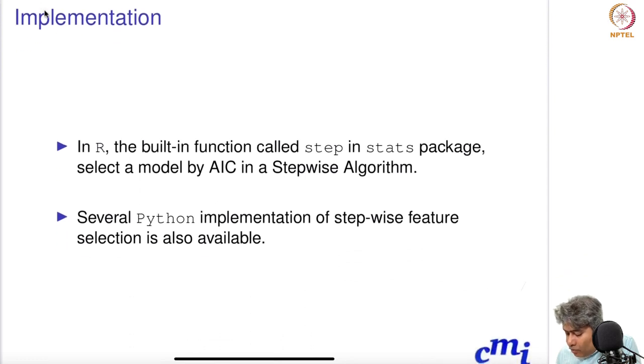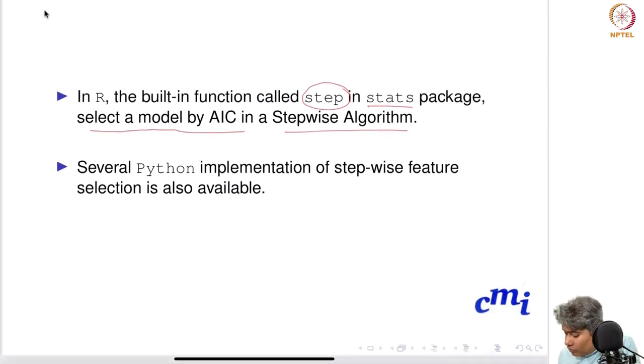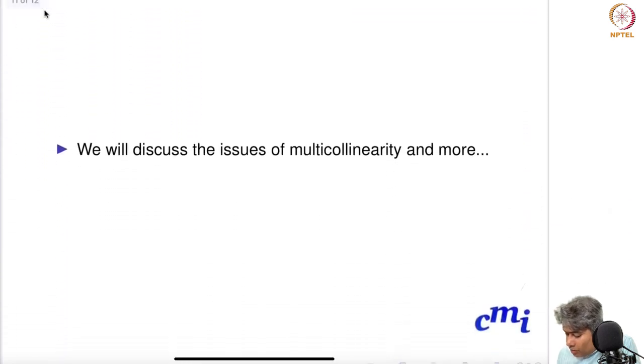Now implementation. How can you implement this? In R, there is a built-in function called step in the stats package. You just have to mention that you select the model by AIC in the stepwise algorithm. You just say forward, backward, or both, and it will do the stepwise selection for you. Several Python implementations of stepwise feature selection are also available, so you don't have to worry about that.